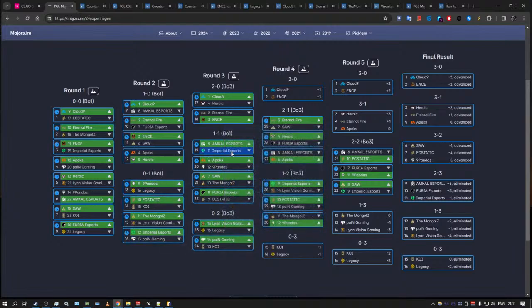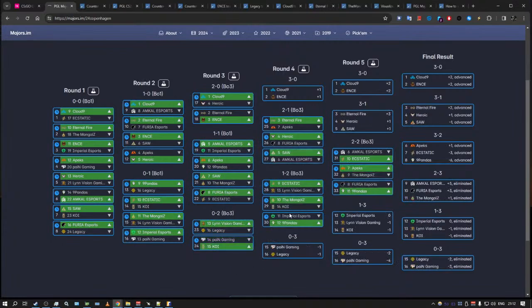Amkal, Imperial. Amkal probably will get through. Apex, Nine Pandas, 50-50 really. Mongols and Saw, Saw should probably win that match. Fury, Ecstatic, Fury will probably win that match. Lean, Legacy. Lean should probably win though. That's why I like Legacy. A lot of people are putting Legacy right here. We'll see. Eternal Fire, Apex, Eternal Fire probably should deal with them. Furia, Heroic, who knows? 50-50. Amkal, same thing, 50-50.